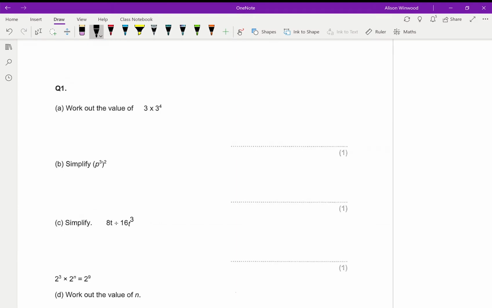So starting with the indices question, 3 on its own has a hidden 1, and we know that when we multiply we're going to add the powers. So 1 add 4 makes 5, or we could have put the whole sum into our calculator and it would tell us that's 243.